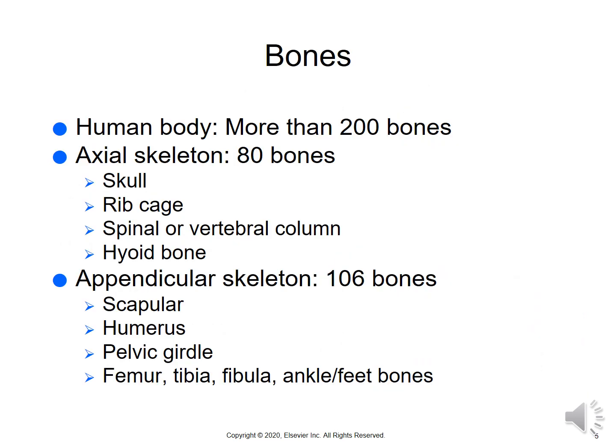So now, according to your textbook, the human body contains more than 200 bones. If you want to be specific, about 206 bones. We actually have more bones in our bodies as we are newborns and small children, but over the course of growth and development, many of these bones fuse together and become one.